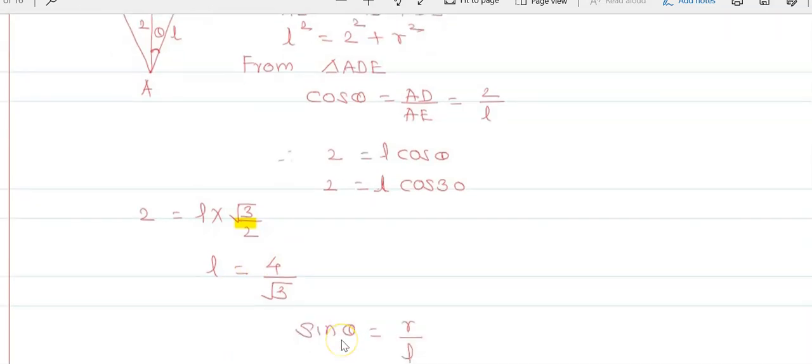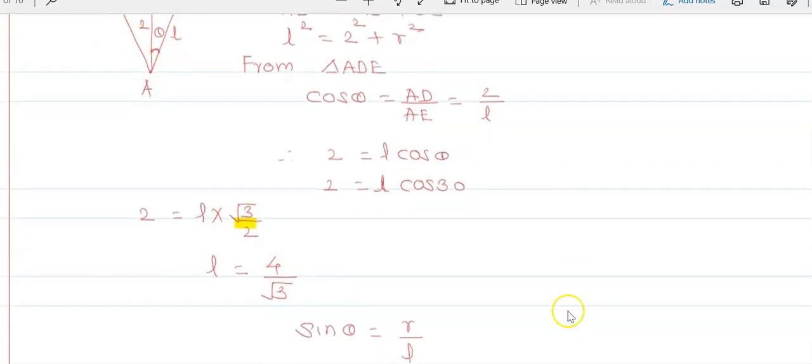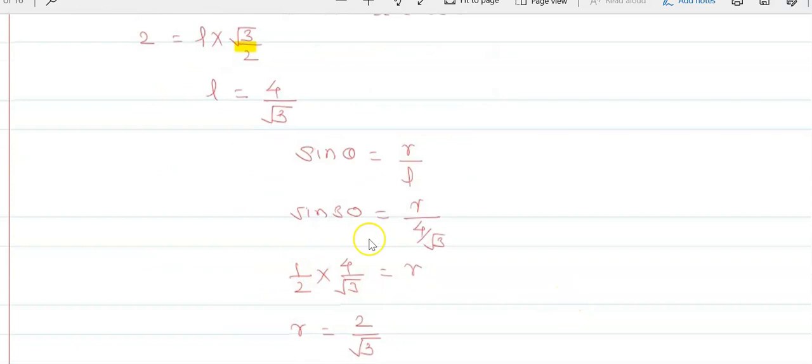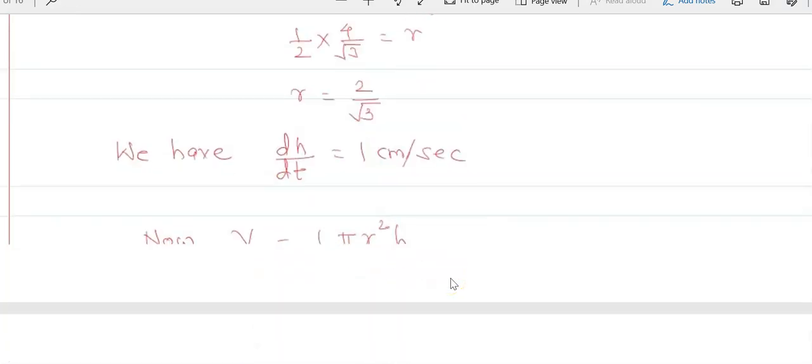Now, sin 30, that is sin theta, is equal to opposite side upon hypotenuse, that is R upon L. That is sin 30 is equal to R upon 4 upon root 3, the value of L. And sin 30 is 1 upon 2 into 4 upon root 3, that is equal to R. And if you simplify, R is equal to 2 upon root 3. Now we have dh upon dt is 1 centimeter per second.